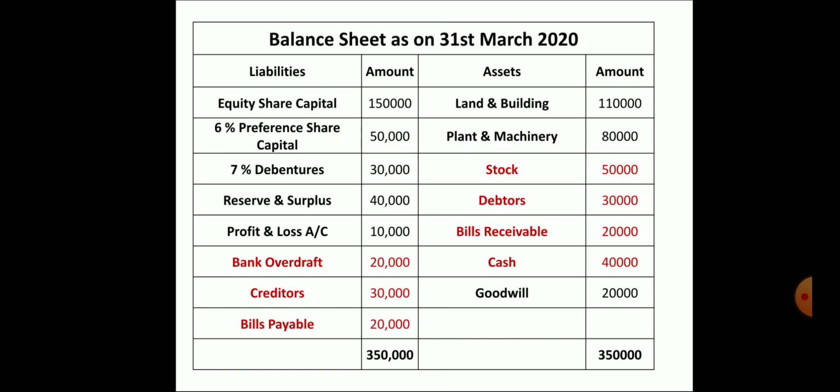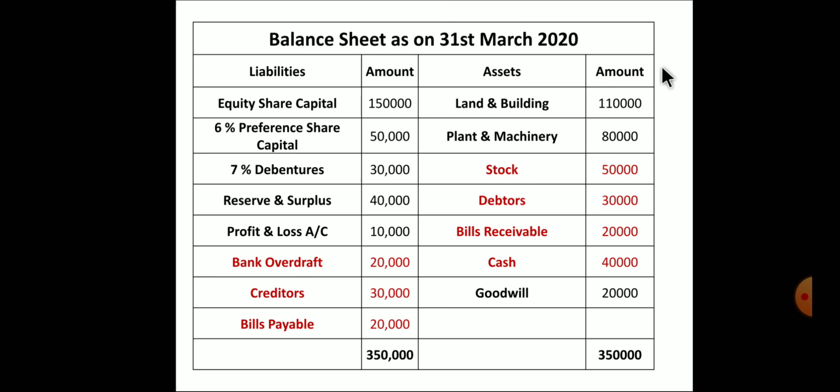Balance sheet as on 31st March 2020. First is the liability side, second the other side, the asset side. First, equity share capital 1,50,000, 6% preference shares 50,000, 7% debentures 30,000, reserves and surplus 40,000, profit and loss account 10,000. Bank overdraft 20,000, it is a current liability. Creditors 30,000, it is a current liability. Bills payable 20,000, it is a current liability.